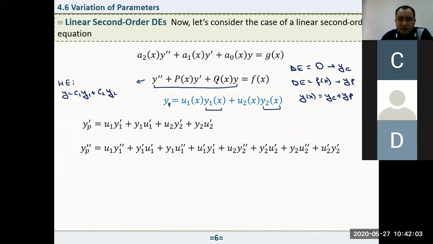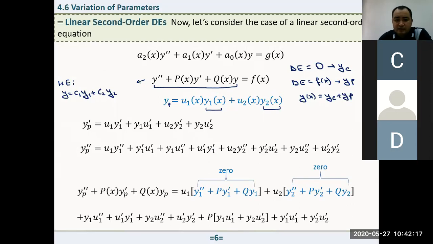Since, as you see in the equation, we have y prime and y double prime, I need to evaluate these things. So y prime equals this, and I'll substitute here, and y double prime equals this, and substitute here. When I do so, I substitute and reorganize. So here we have y partial solution double prime, p times yp prime, and q yp. Yp prime equals this, and yp double prime equals this. Substitute and reorganize.